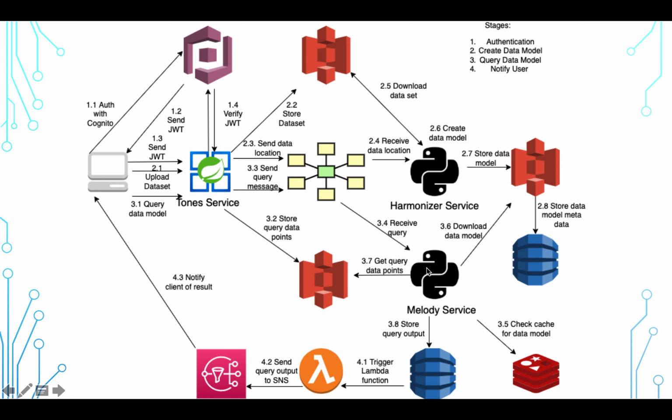Once it has those, it'll run the data points through the data model and come up with some sort of prediction. That prediction gets stored in DynamoDB, which is pulled by a Lambda function, and when the Lambda function sees that a new insert in DynamoDB has been created, it will trigger SNS to send a notification to the user, which right now is in the form of email.